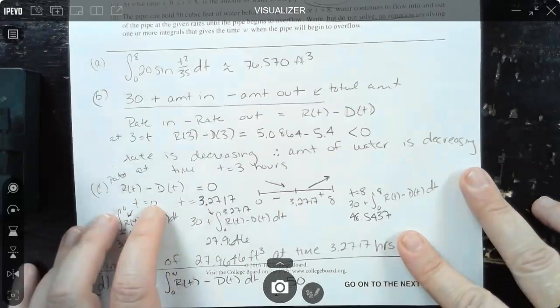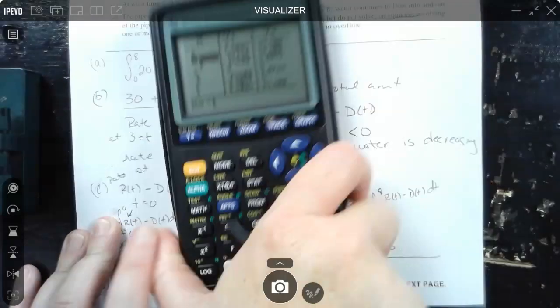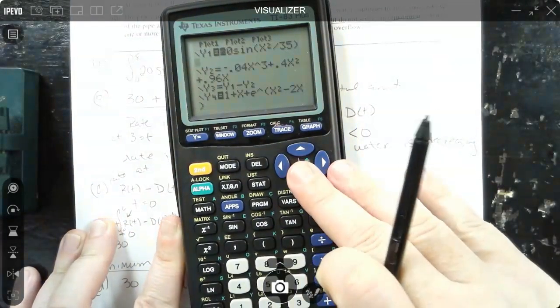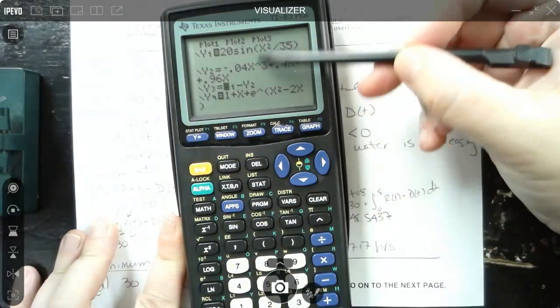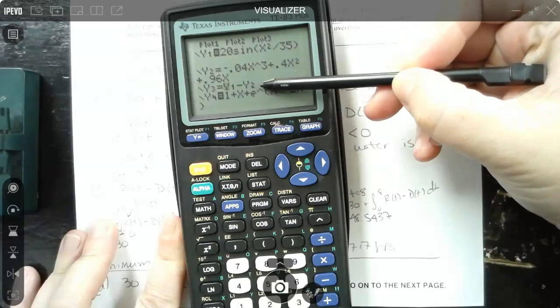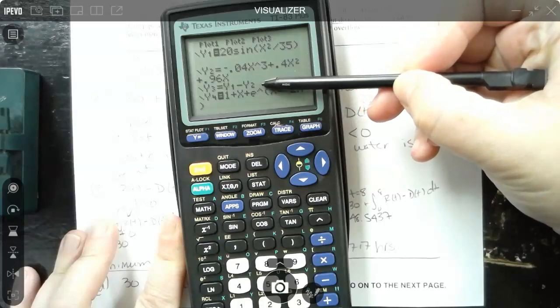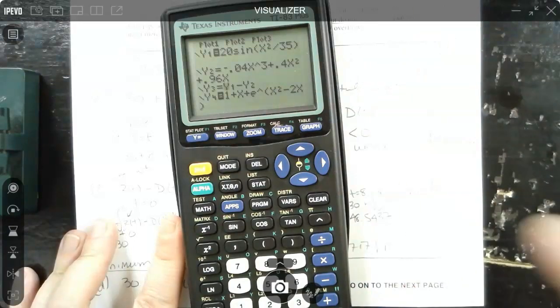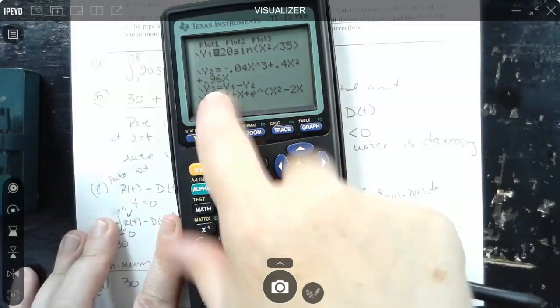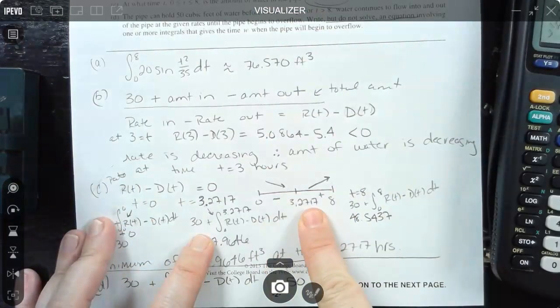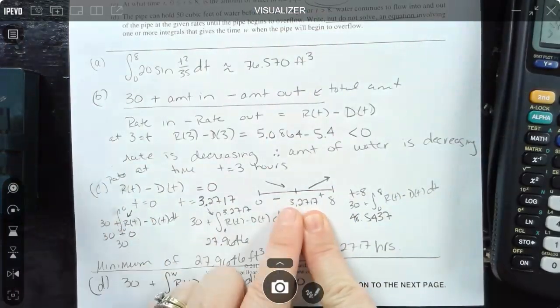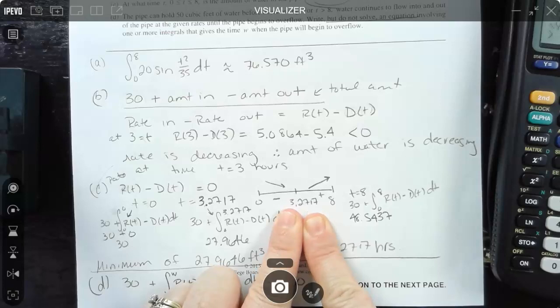So what I did was I set up, let me just show you. In Y3, I set up Y1 minus Y2, so that was a function on its own. So that makes it a little easier for me to reference. And so then I graphed Y3 and I found the zeros between 0 and 8, which just happened to be 1, which is 3.2717.